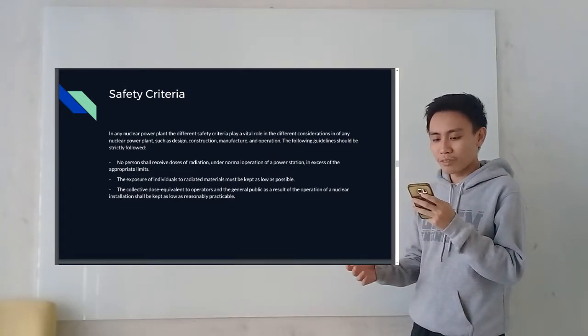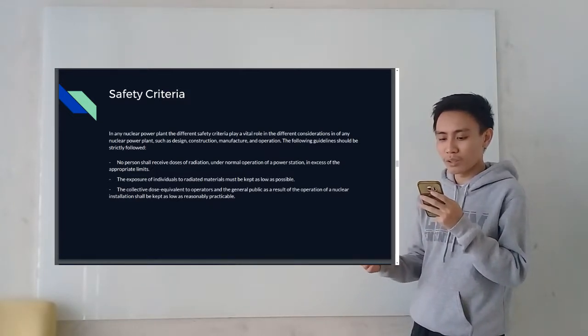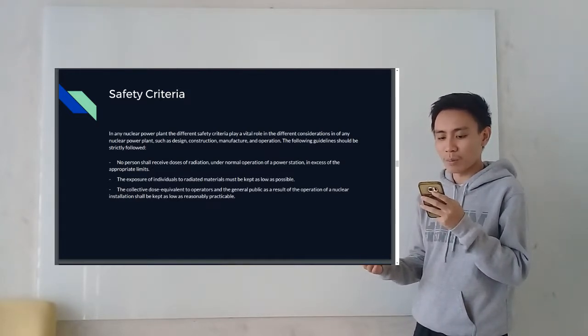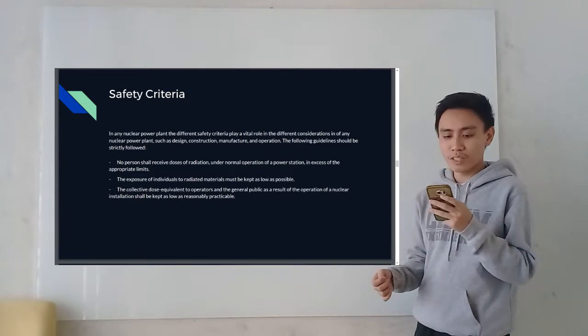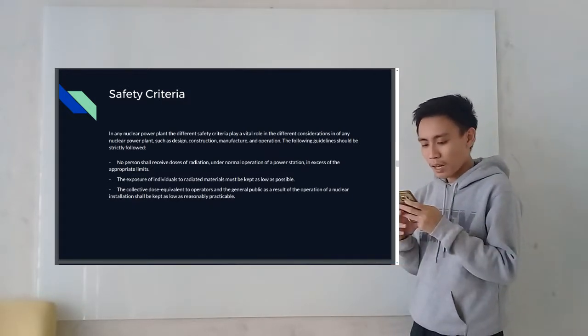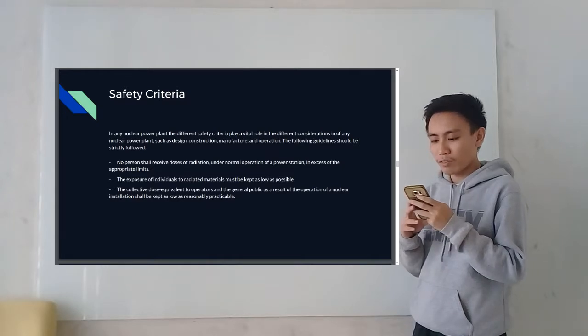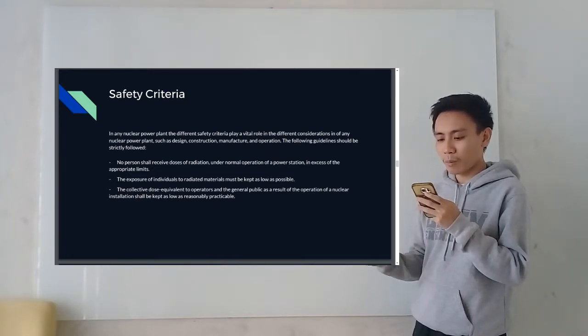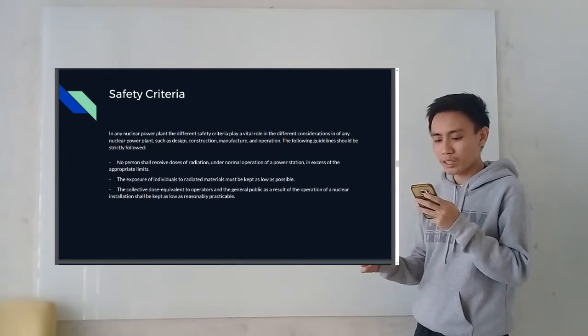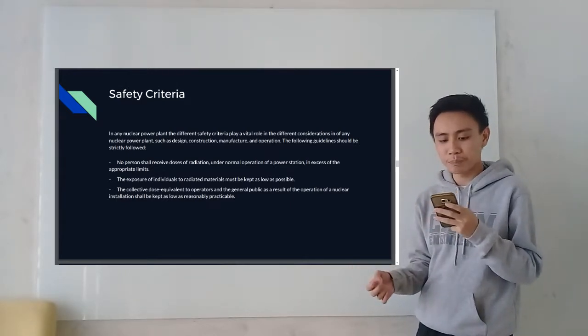No person shall receive doses of radiation under normal operation of a power station in excess of appropriate limits. The exposure of individuals to radioactive materials must be kept as low as possible. And the collective dose equivalent to operators and the general public as a result of the operation of a nuclear installation shall be kept as low as possible.